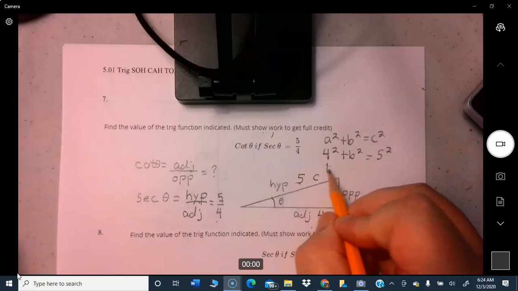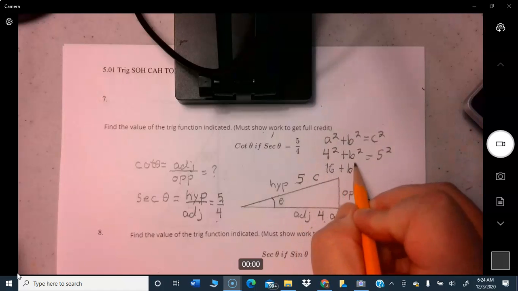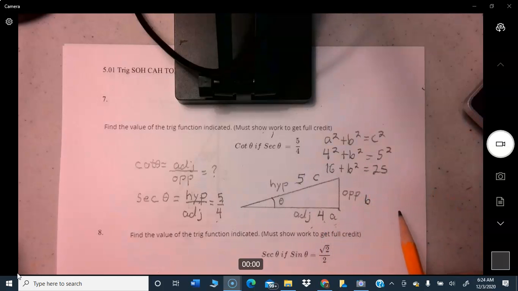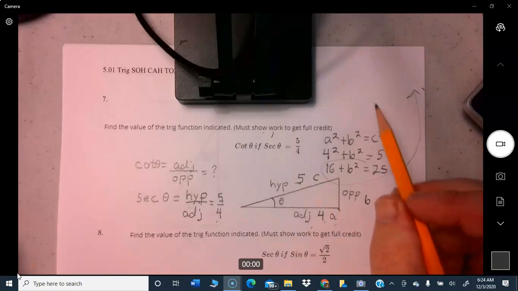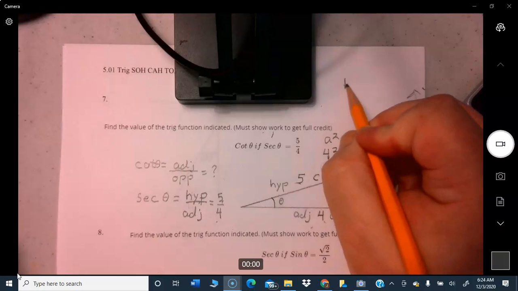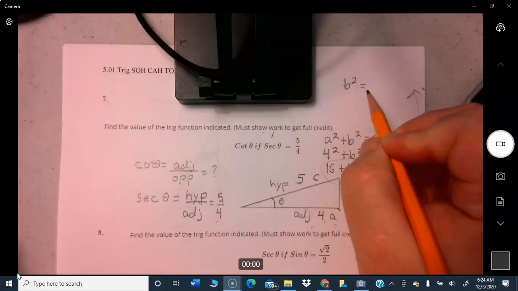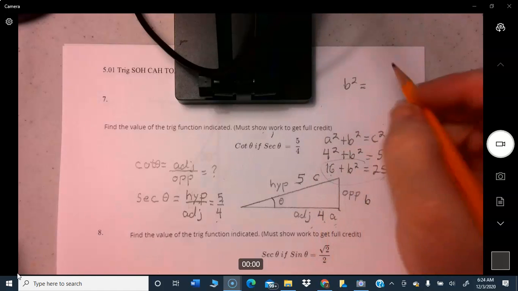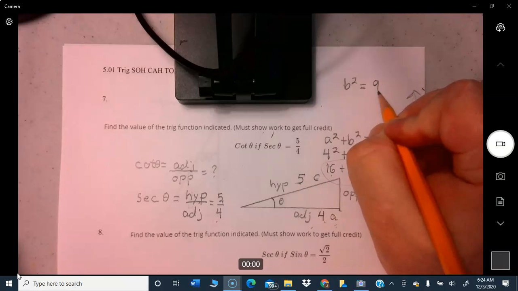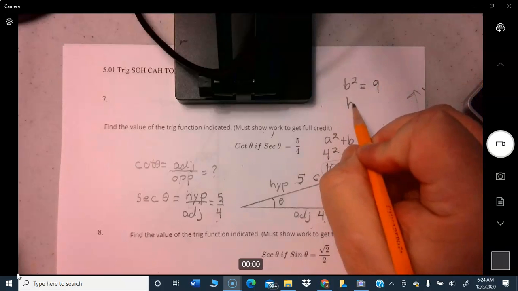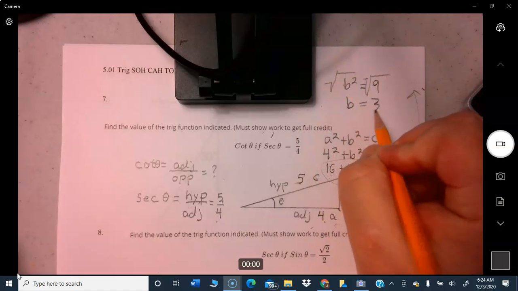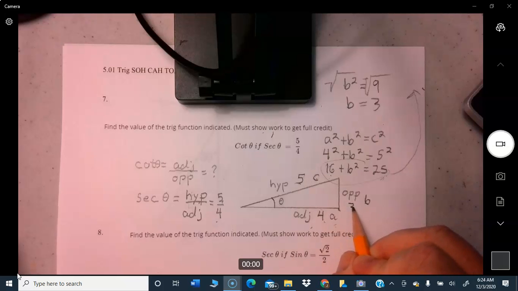So that's going to be 16 plus B squared equals 25. And if you don't mind, I'm going to go back up here because I have space up there. So B squared, and I assume I'm not doing too many tricks on you here, subtract 16 from both sides, and that gives you B squared equals 9. Therefore, just take the square root of that, and B equals 3. So this side right here equals 3.